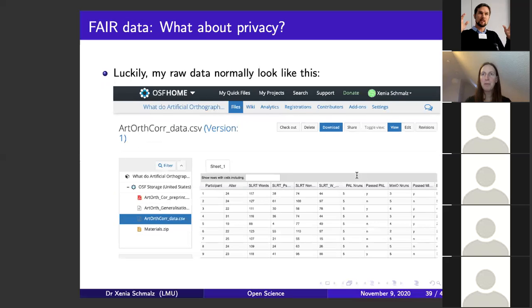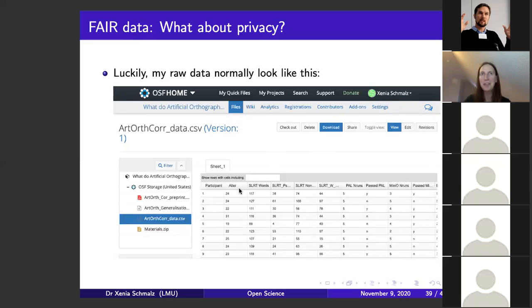So the question that everybody has about making data openly available, especially when we talk about human participants, is what about privacy? I'm a psychologist myself, so I work with human data all the time. But luckily my data looks something like this. This is some raw data of mine that I uploaded to the Open Science Framework.